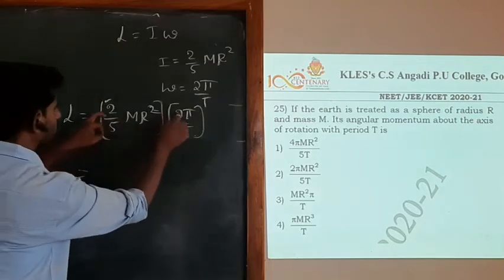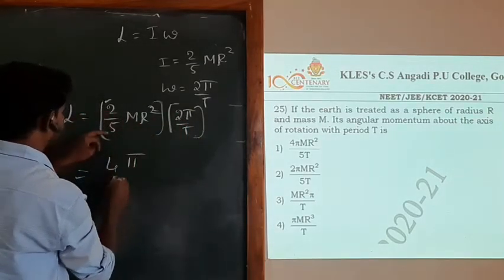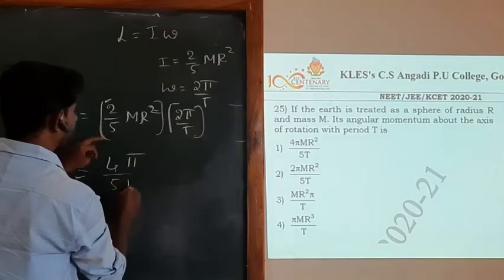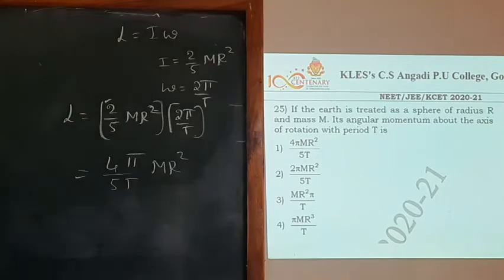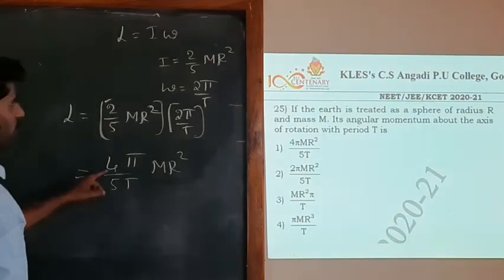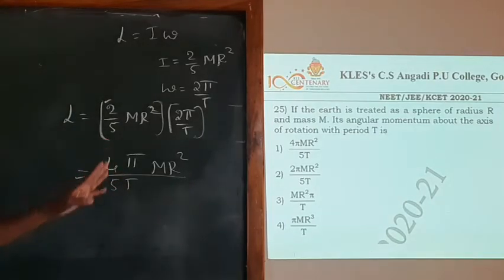Next, 2 into 2 is 4, 2 into 2 is 4, and this is 5, and denominator T, and this is M R square. So this is the answer. Which one is correct? 4 pi M R square divided by 5T. Option 1 is correct.